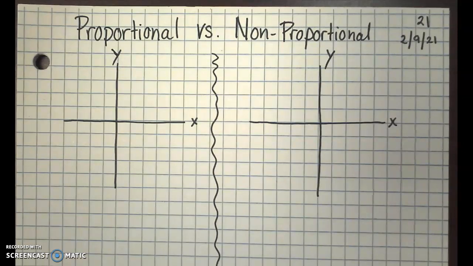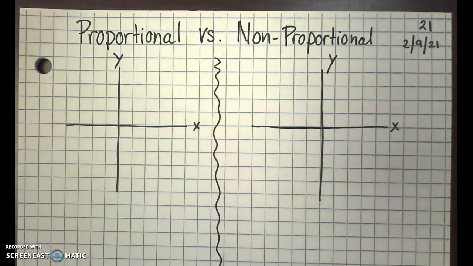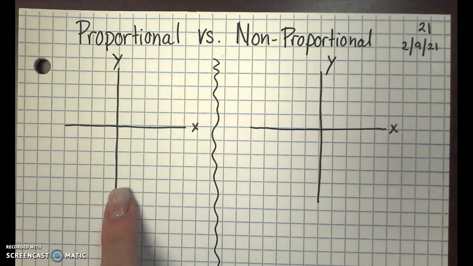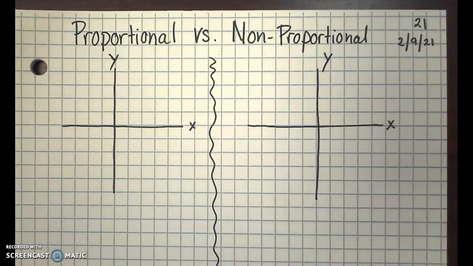Okay, so today, Tuesday, February 9th, we're talking about proportional versus non-proportional. If you have a graph, like an x-axis and a y-axis, like this, I have set up two of them so I can show you the difference between the two. Proportional graphs always go through the origin. Always. So, here is an example.